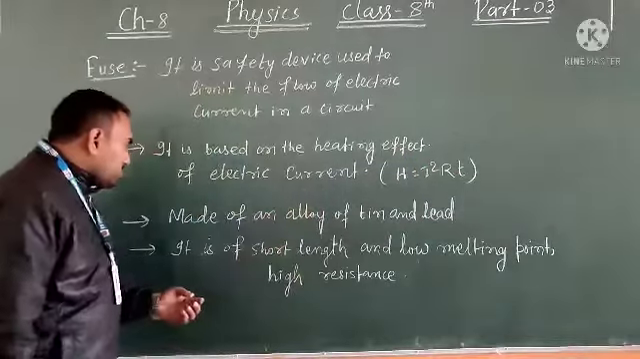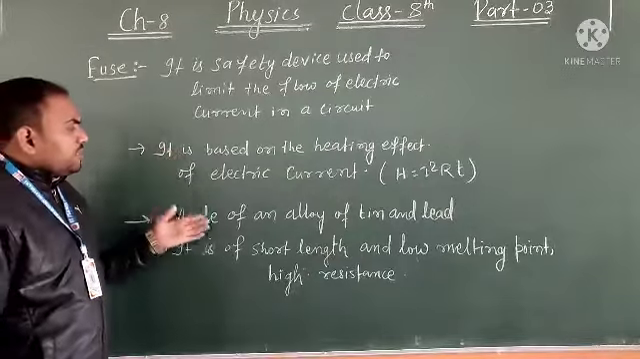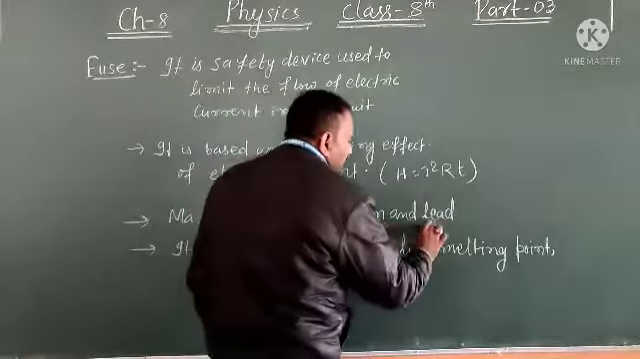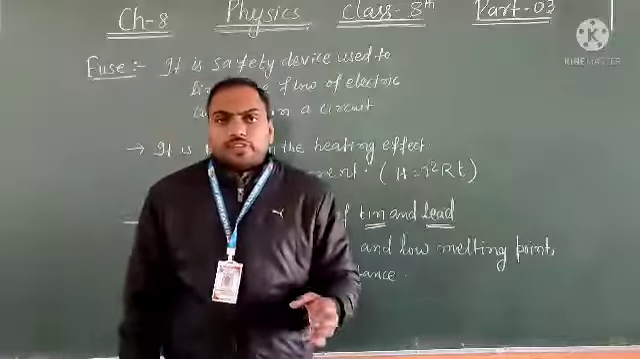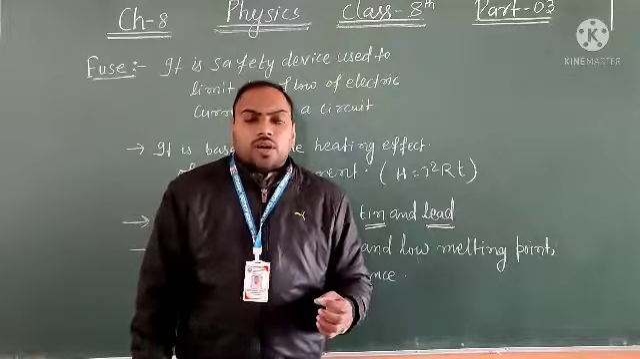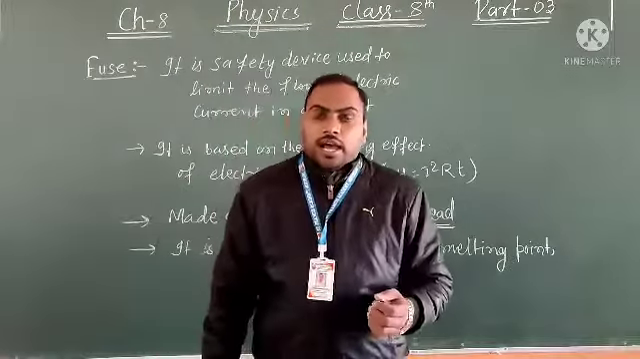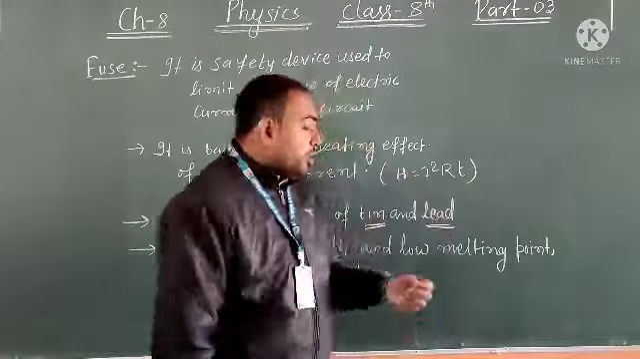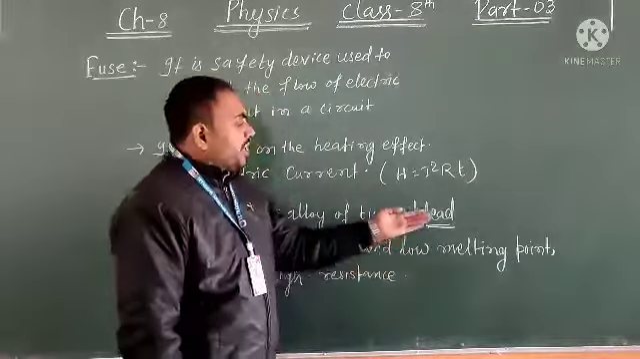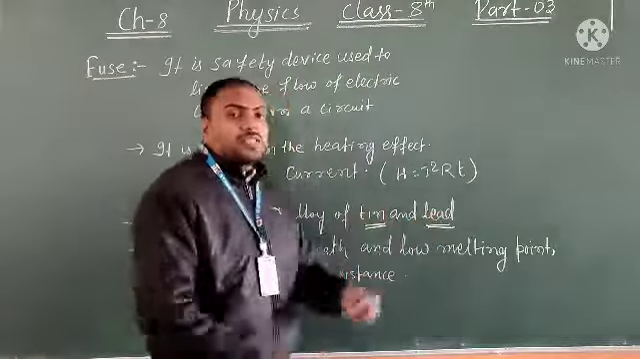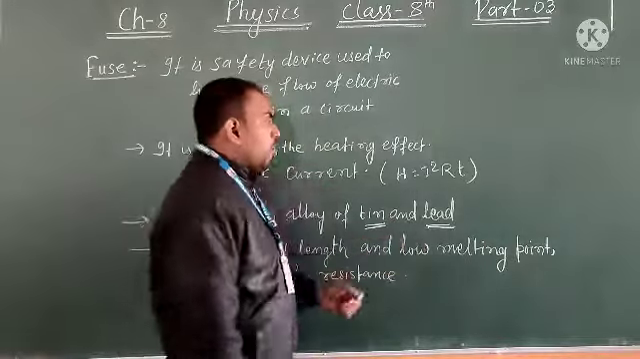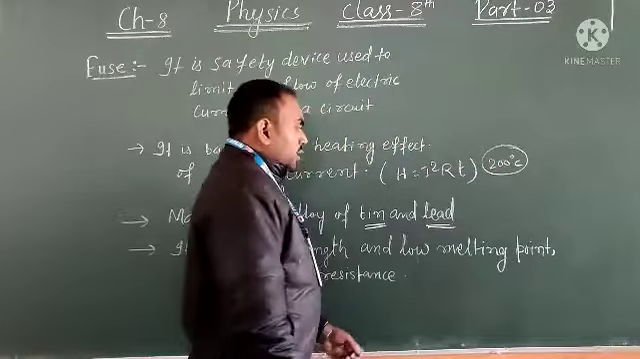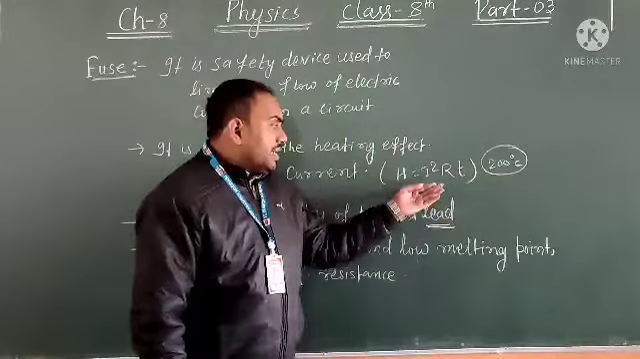Dear, a fuse is made up of an alloy of tin and lead. The mixture of tin and lead is used because of what? It has high resistance and a low melting point. Tin has a high melting point, lead has a high melting point, but the mixture of the two has a low melting point, approximately 200 degrees Celsius. And it has a high resistance.